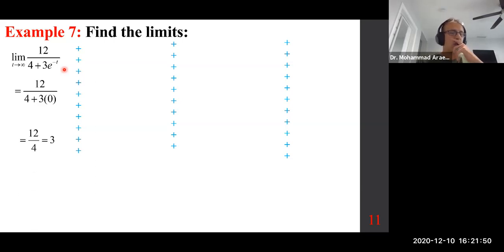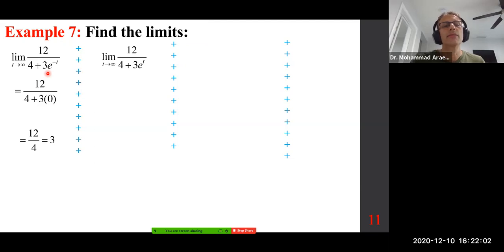So plug in and observe. Okay. E to the power of negative t means e to the power of negative infinity. This one, well, it means 12 over 4 plus 3 e to the power of infinity, and e to the power of infinity is infinity, class. And any number, doesn't matter how large it is, over infinity becomes 0. So we just plug it in, we are observing it, and it becomes fairly simple.